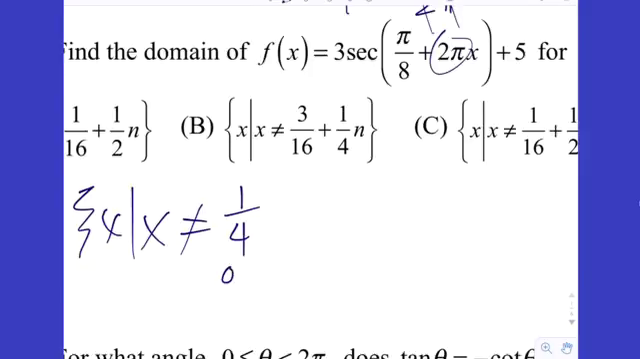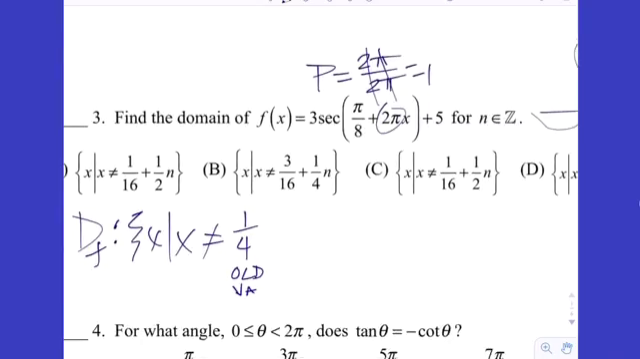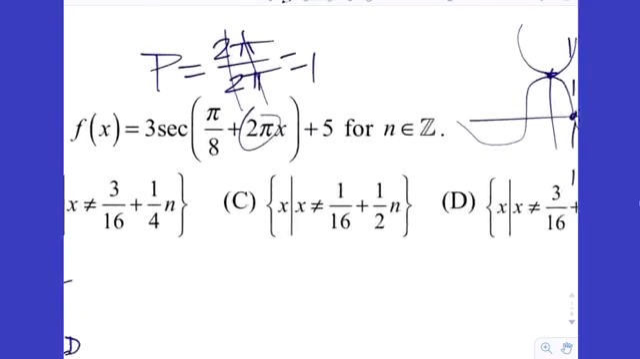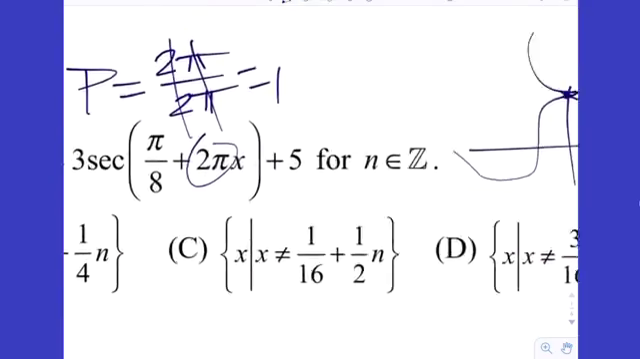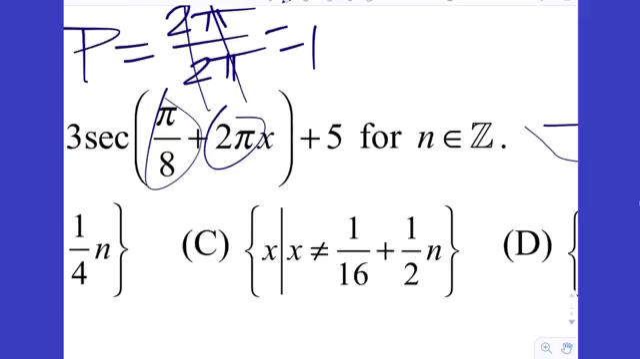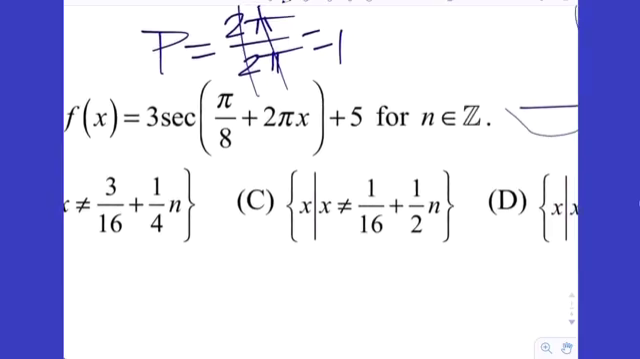There's my starting value. That's the old VA, right? Or the previous VA. I don't know how old it actually is. And now we got to move it. We got to move it left or right. Can we tell from this? Is it pi 8? Nah. I got to do a little work. I got to put it in the standard transformation form.